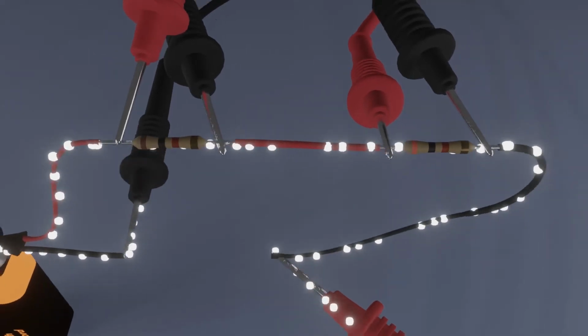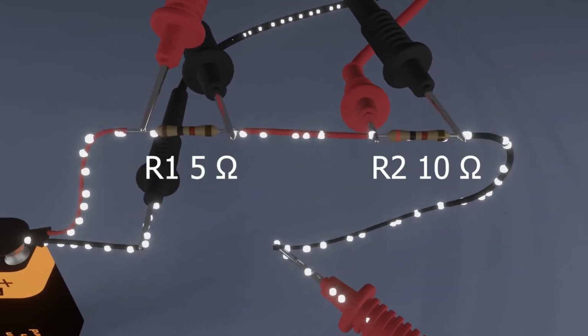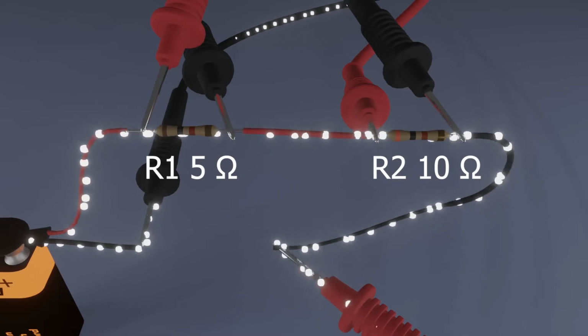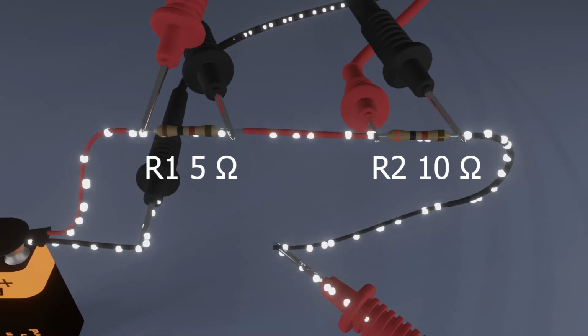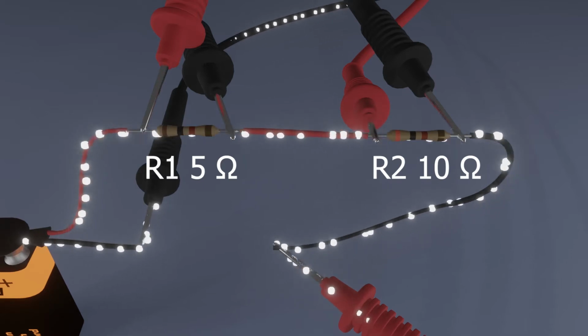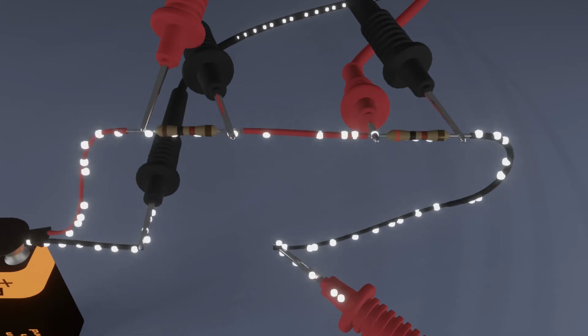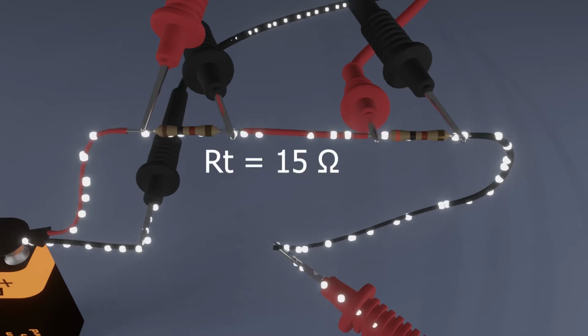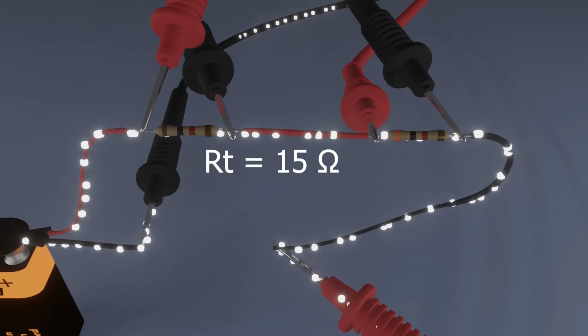Let's say we have R1, a 5 ohm resistor, and R2, a 10 ohm resistor, connected with a 9 volt battery. To find out the total resistance of the circuit is very easy. Just sum up the values of resistors R1 and R2. Now we have 15 ohm of total resistance.